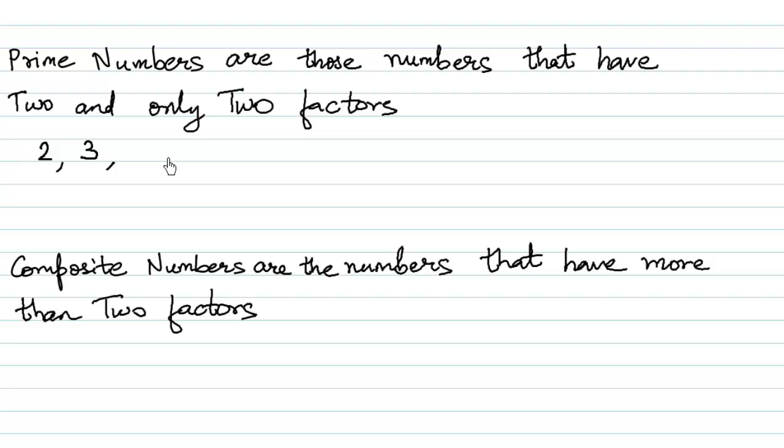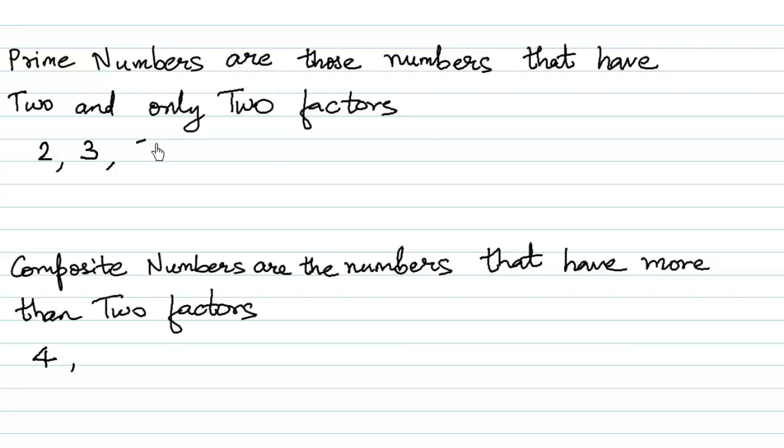But 4 is not a prime number because 4 goes in the table of 1 and 4, and also it comes in the table of 2. So 4 is not a prime number. So what is 4? Then 4 is said to be a composite number. So composite numbers are the numbers that have more than two factors. So 4 will be classified as a composite number because it comes in the table of 1, 2 and 4.